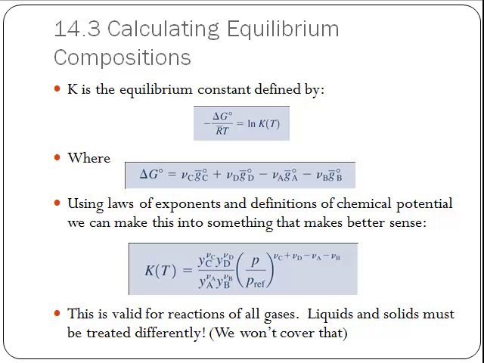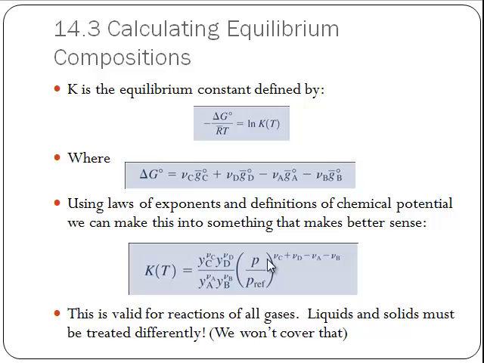So let's next talk about equilibrium compositions and the equilibrium constant. K is what we will call the equilibrium constant, and it's defined as the negative change in Gibbs energy divided by RT. And this change in Gibbs energy is what happens across our reaction. So the stoichiometric coefficient times the partial Gibbs energy of all of my products minus the same for all of my reactants.